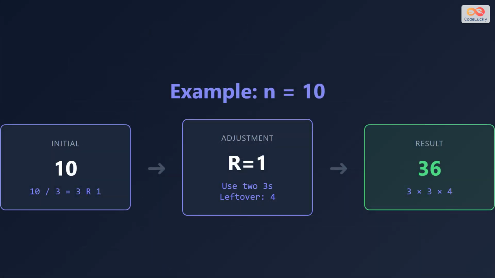Let's walk through the number 10. 10 divided by 3 is 3 with a remainder of 1. Remember our rule? We don't want a remainder of 1. So instead of three 3's and a 1, we take one 3 back. Now we have two 3's and a 4. 3 times 3 times 4 gives us 36, which is the maximum product.